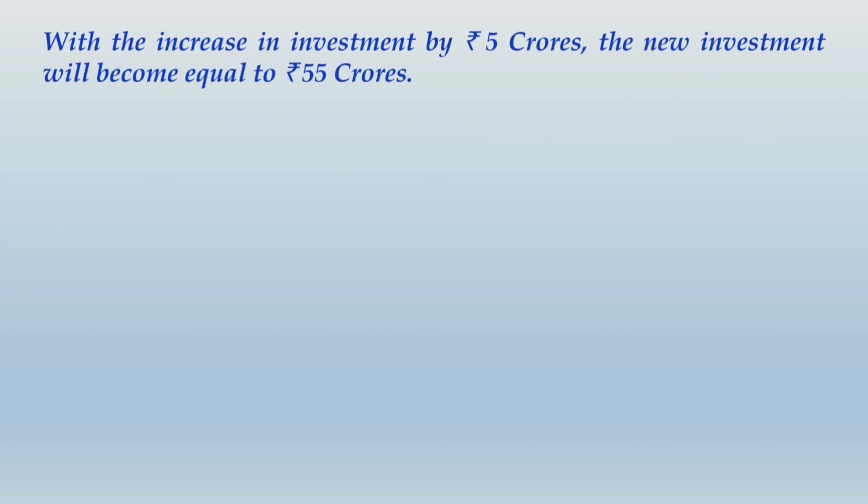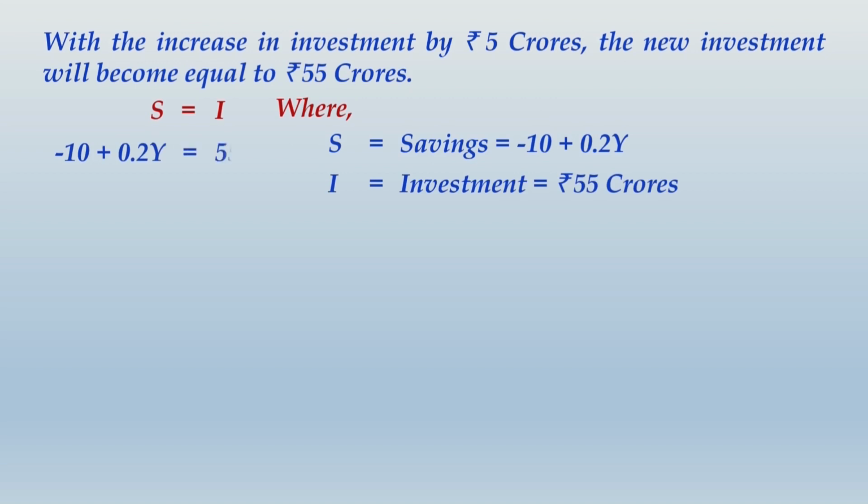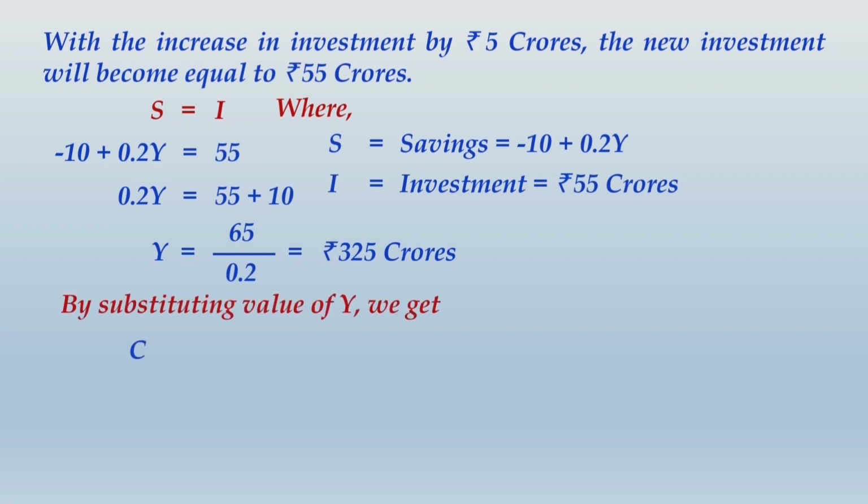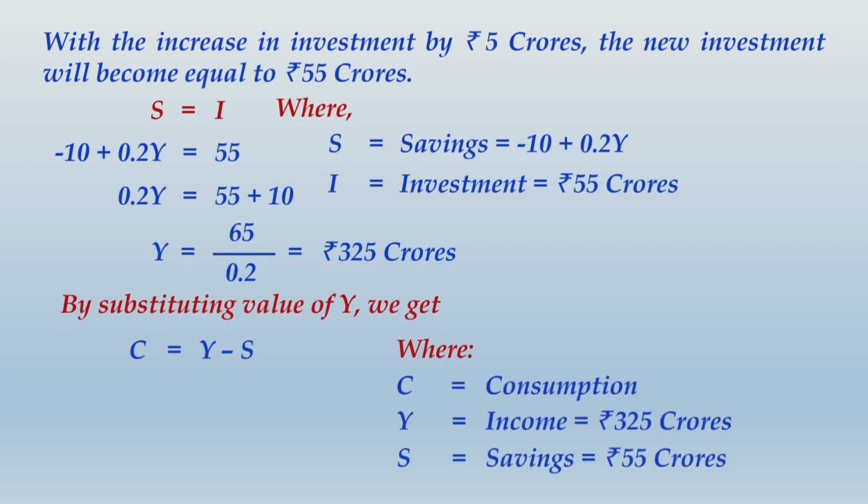Let me take you ahead and we take up the later part of the solution, where investment increases by 5 crores. So the revised amount of investment will be 55 crores, and you should never forget that savings and investment will always be the same. So when you substitute these values now, you will follow the same approach, but the values will be different. This time Y will be 325 crores, and when you substitute the value of Y, you will get the balancing figure as consumption. So consumption will be 325 minus 55 crores, it will be 270 crores.